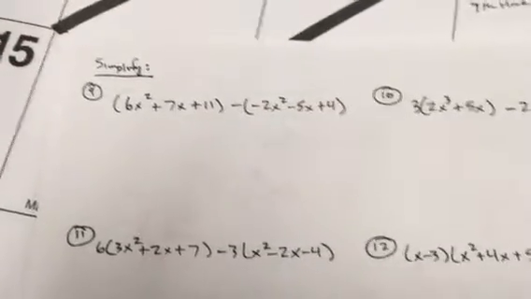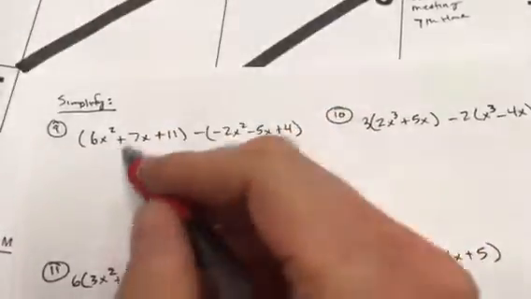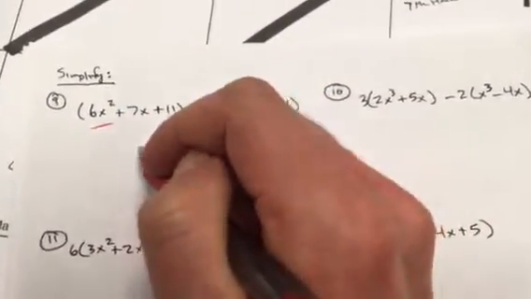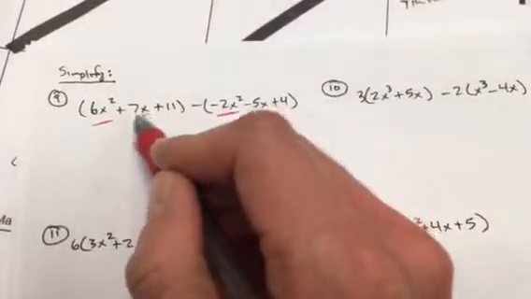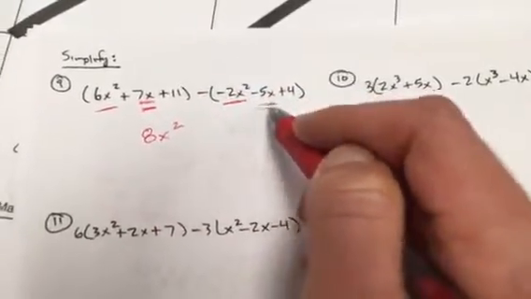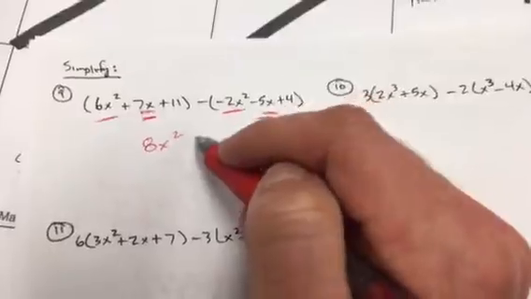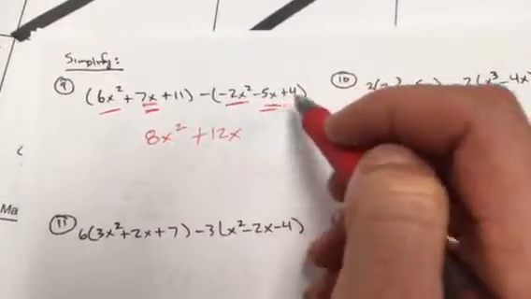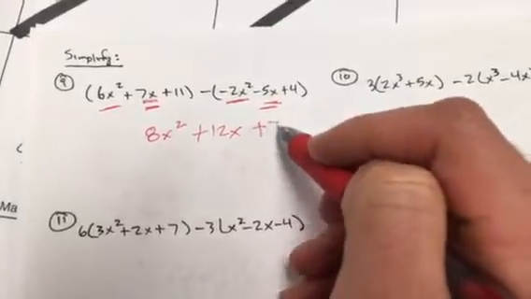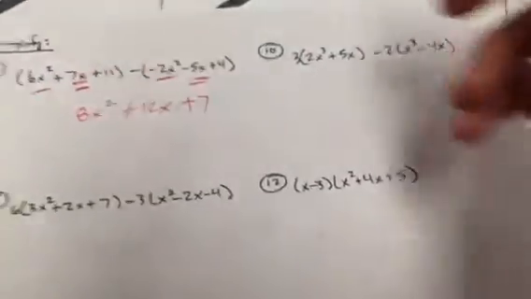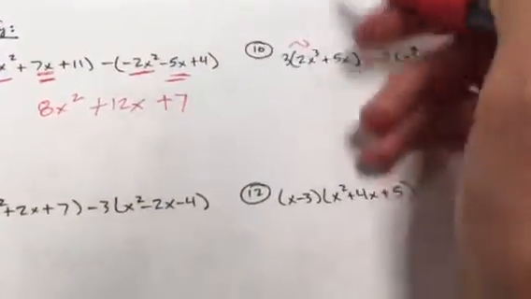Number one, simplify. Simply combine like terms. You're going to do 6 minus a negative 2 with the x squared. That's going to give you 8x squared. 6 minus a negative 2 is the 8x squared. Then you have 7x minus a negative 5. 7 minus a negative 5 would be 7 plus 5. You got 12x. Then you have 11 minus 4. 11 minus 4 is 7. That is your answer.